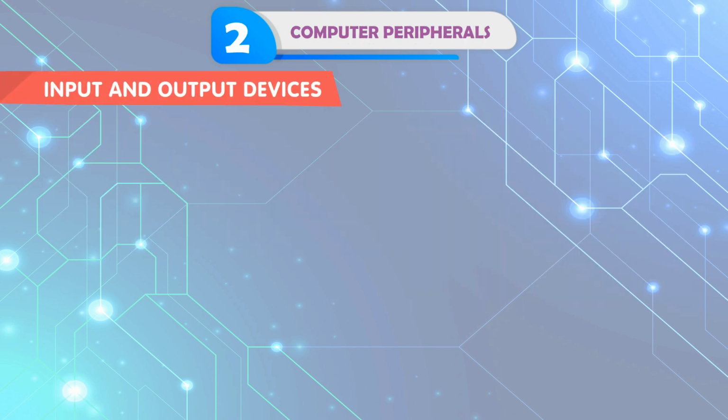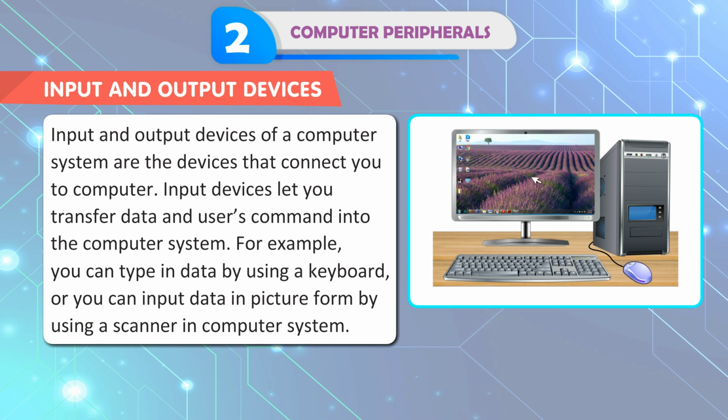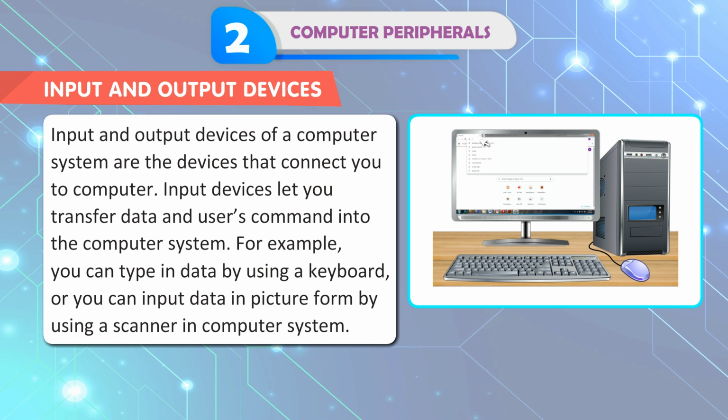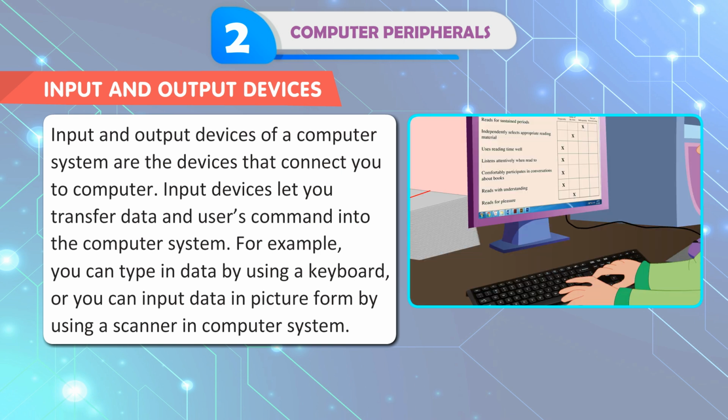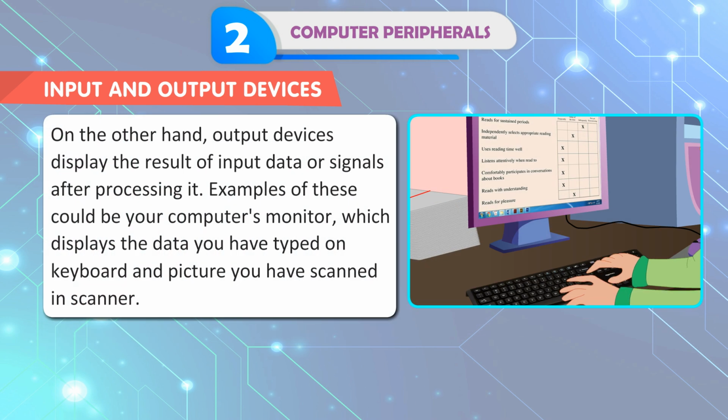Input and output devices. Input and output devices of a computer system are the devices that connect you to the computer. Input devices let you transfer data and commands into the computer system. For example, you can type in data by using a keyboard, or you can input data in picture form by using a scanner. On the other hand, output devices display the result of input data or signals after processing it. Examples of these could be your computer's monitor, which displays the data you have typed on the keyboard and the picture you have scanned in the scanner.